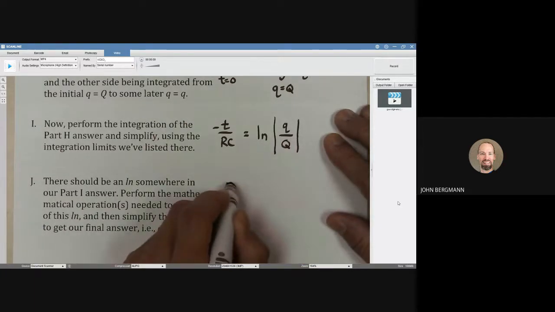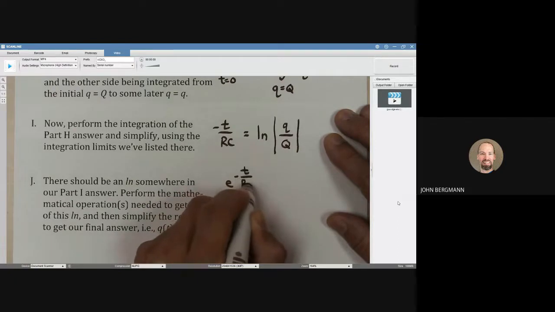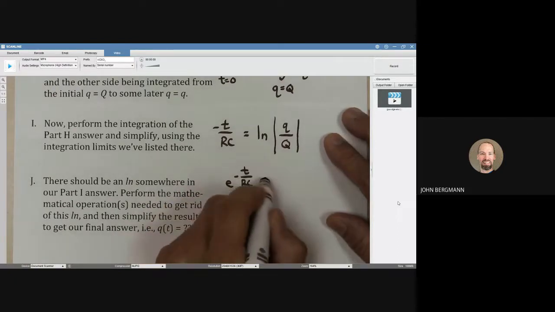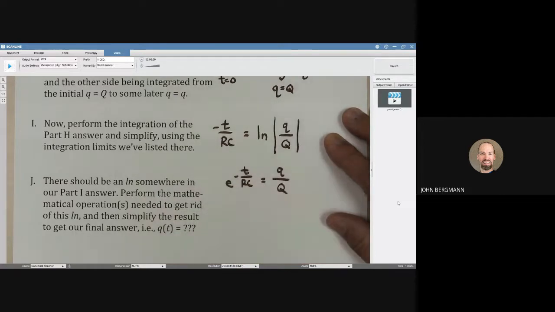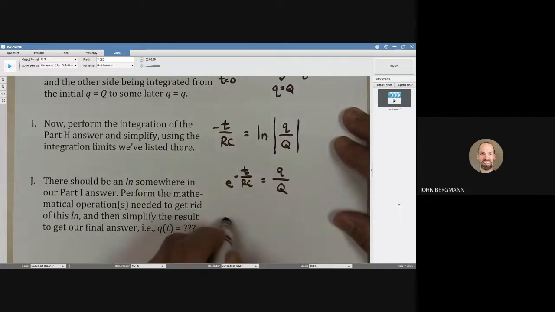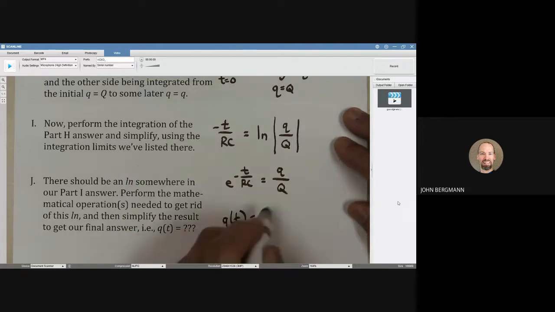All right, so let me show a little bit of work here. e to the both sides that thing, we get that. If we e to the both sides this, we just get little q over big Q. And so our equation for the amount of charge on the plates with time is going to be the initial amount of charge Q, big Q, e to the minus t over RC.